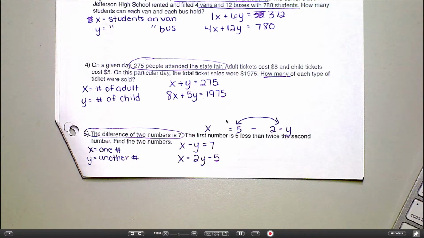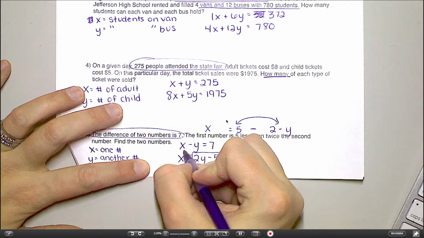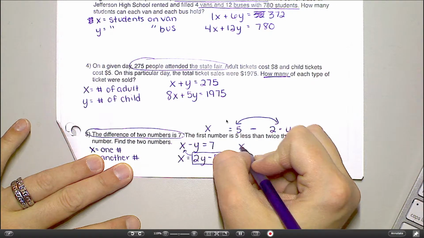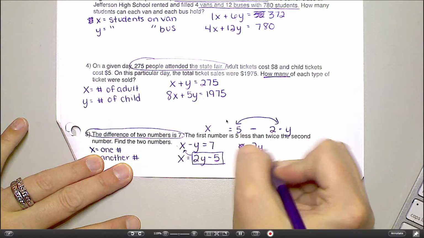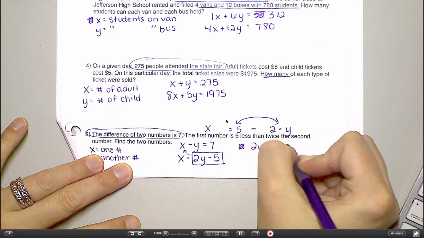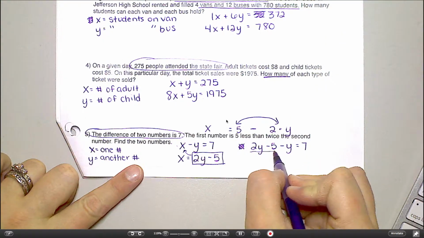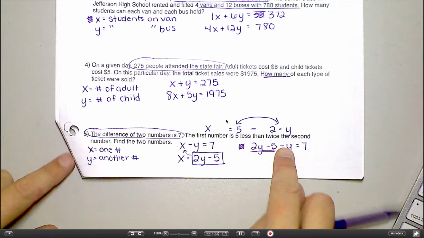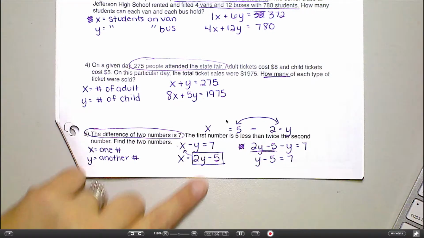How would you solve this one? Substitution. I would probably do substitution here, yeah. So let's take this, plug it in for x right here. So I'm going to end up with x, no, I'm not. I'm putting that in place of x. So 2y minus 5 minus another y equals 7. Okay, so this used to be x. I traded it for 2y minus 5. 2y minus y is just 1y. Look how easy that was.